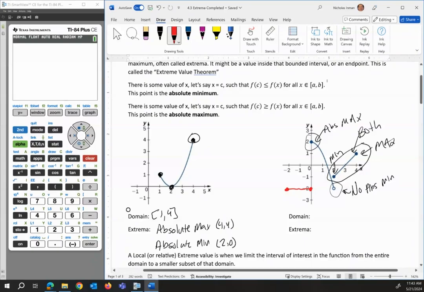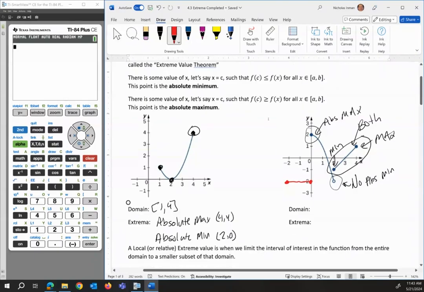I hope this makes sense in general. Absolute minimums and absolute maximums could be edge points. They have to be closed bounded bracket intervals, and the function has to be continuous for this to work.